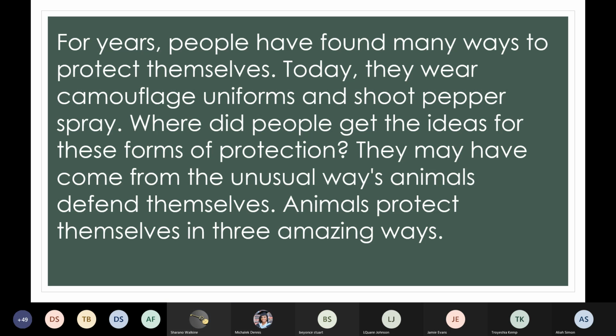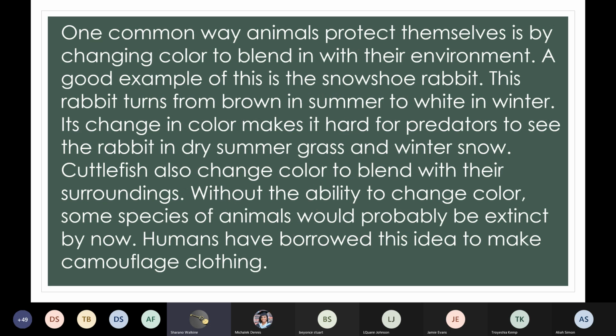Now this is a paragraph. I want someone to identify for me the topic sentence in this paragraph, and one supporting sentence, and the clincher or concluding sentence. And then we'll move on to the real meat and potatoes of today.